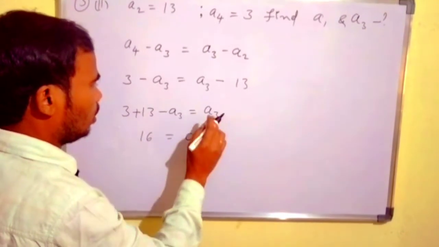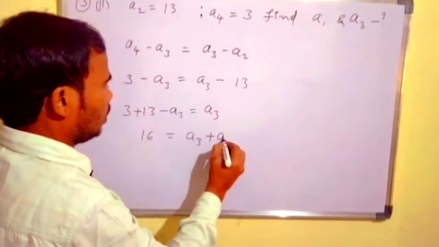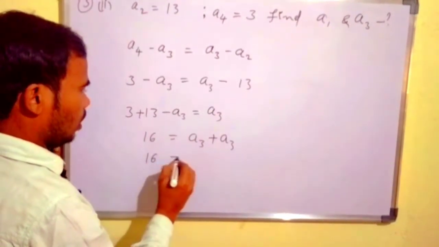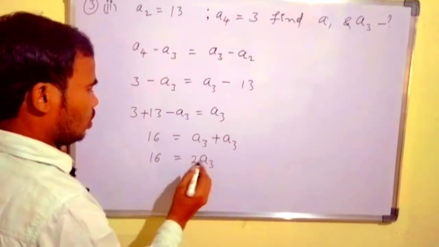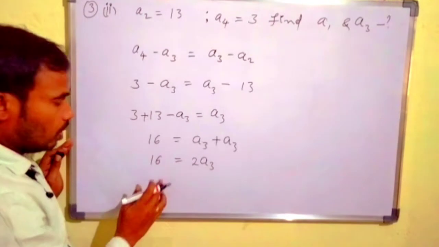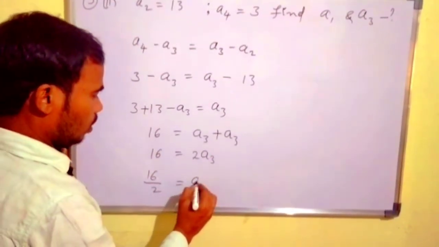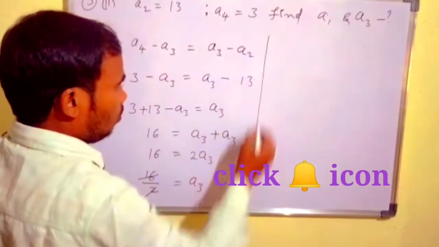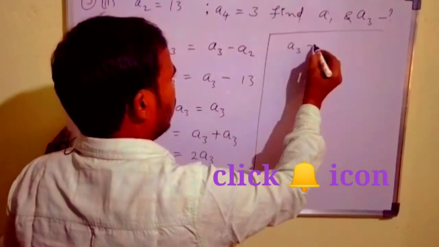So minus A3 transfers to the right side. A3 is already on the right side, and one more A3 comes to the right side, so A3 plus A3 is 2A3. So 16 is equal to 2A3. Now the 2 transfers to the left side: 16 by 2 is equal to A3. 2 eights are 16. So finally we got A3 is equal to 8.